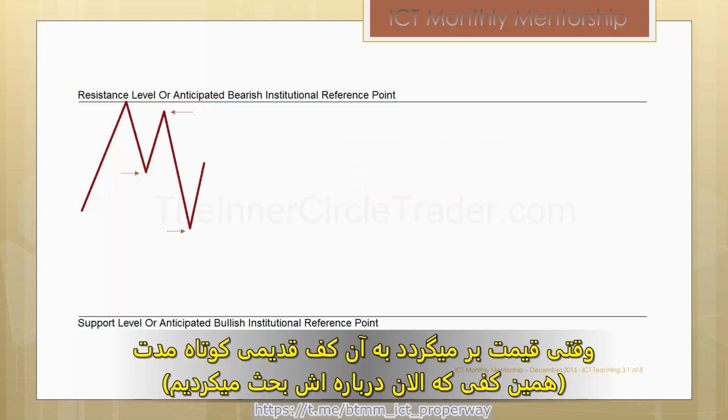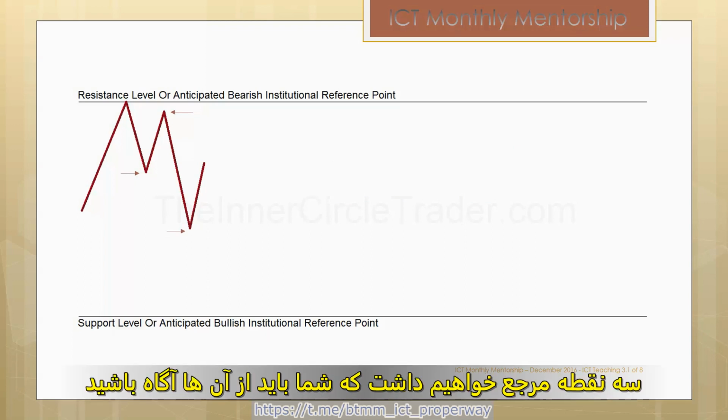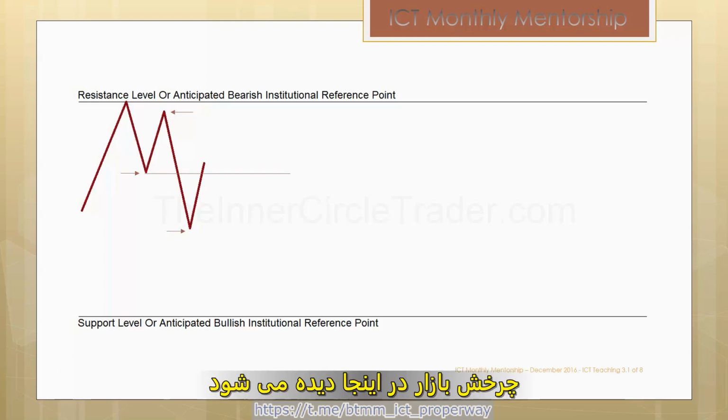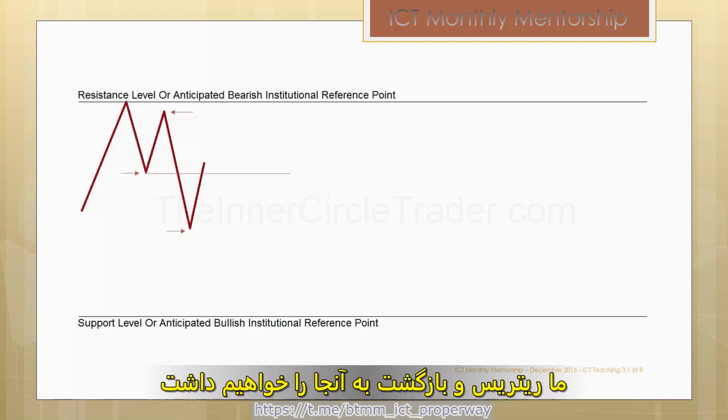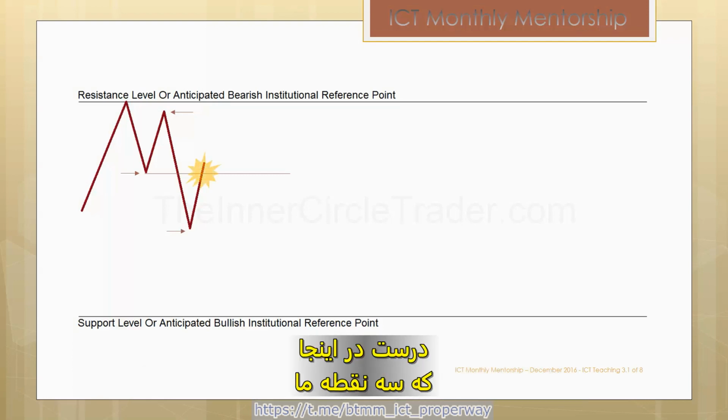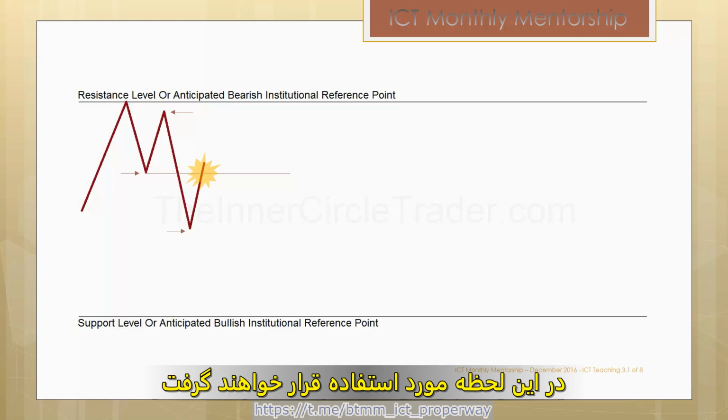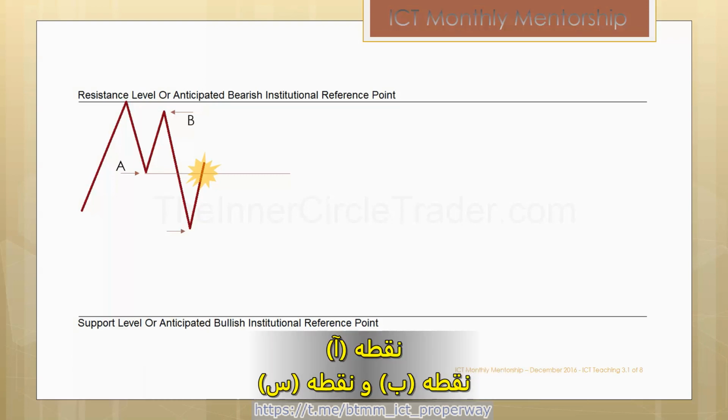When price drives back up into that old short-term low we just referenced, there's going to be 3 reference points that you need to be aware of. The market structure shift is seen here. We're retracing back into it right there. What 3 points are used at this moment? You have point A, point B, and point C.